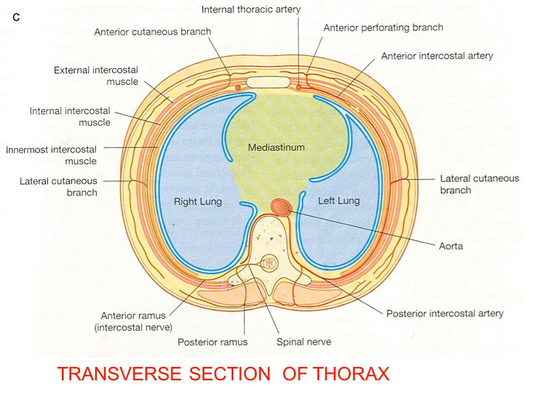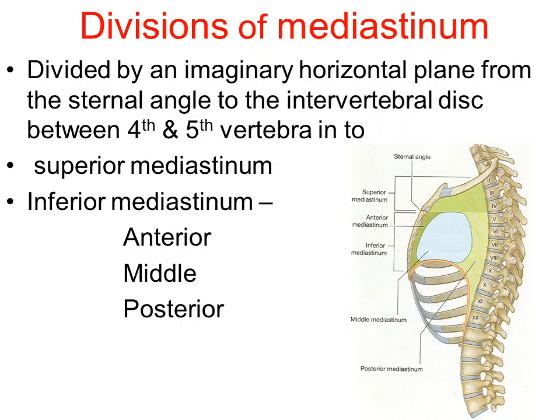In this slide, we can see the transverse section of the thorax showing the mediastinum, which is depicted in green color. So it is a space between two lungs. As the mediastinum is a broad central partition which includes so many important viscera like the heart and other structures of the thoracic cavity, for our convenience, it is divided into certain subdivisions.